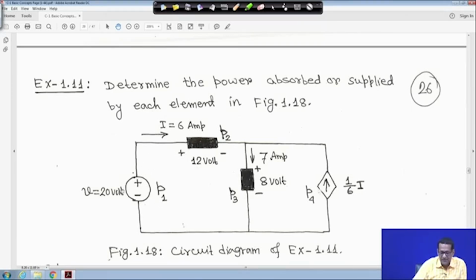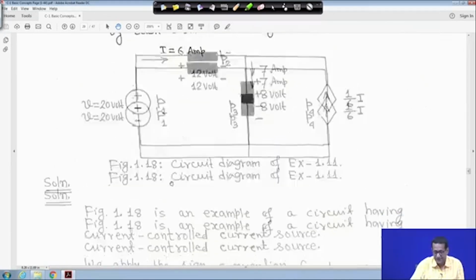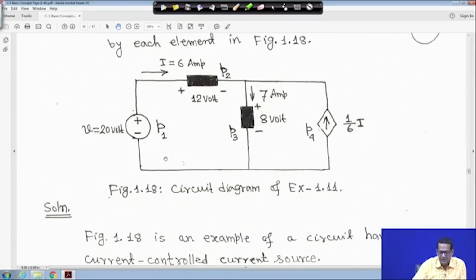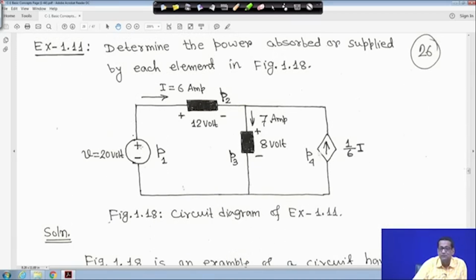Therefore, P1 will be minus 20 into 6. So minus 120 watt, it will be power supplied. That means P1 is equal to 20 into minus 6, that is minus 120 watt, that is supplied power. So whenever current is leaving the plus terminal, it should be minus, I told you earlier, that will be power supplied.